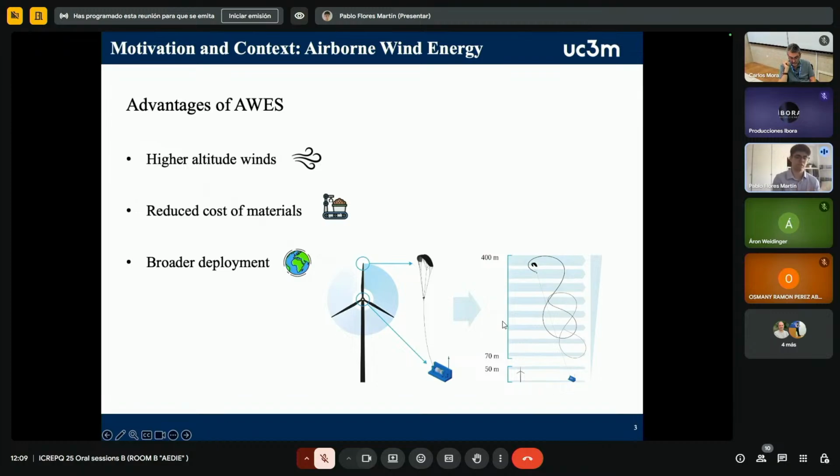Because AWES uses fewer materials, the system becomes significantly cheaper and more compact for the same given power output. This makes it easier to transport and install, especially in remote or disaster-affected areas, where conventional wind turbines are difficult to deploy.